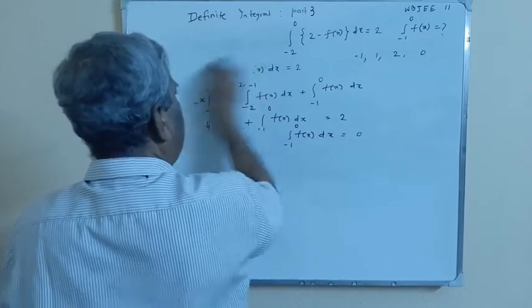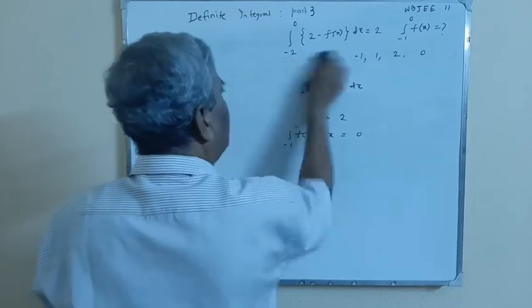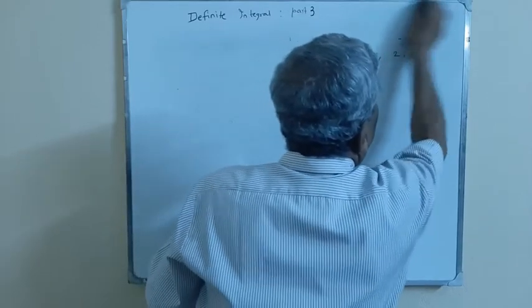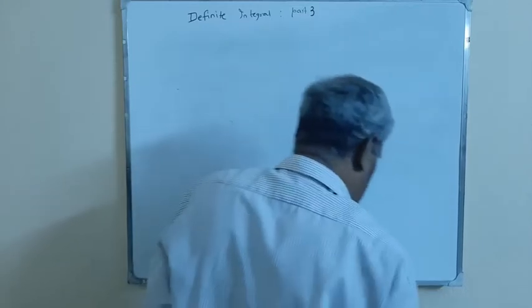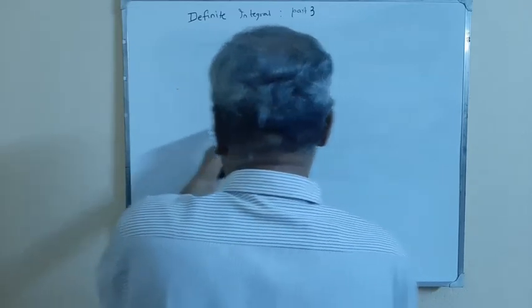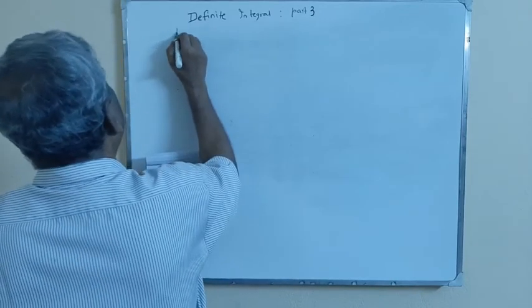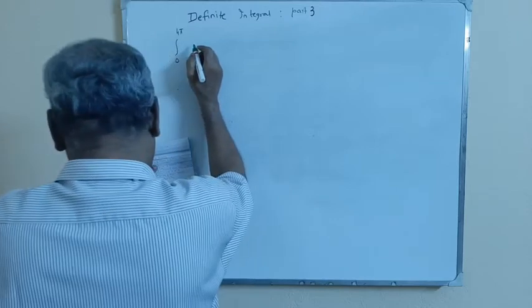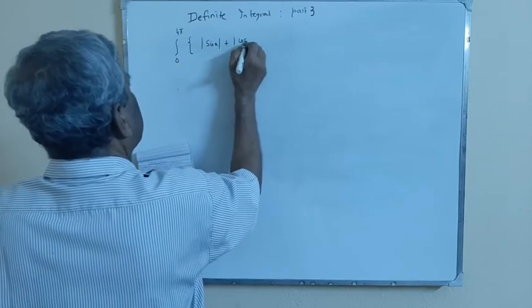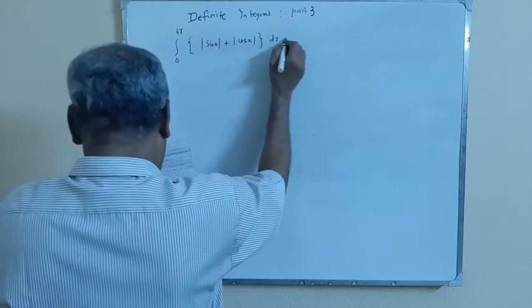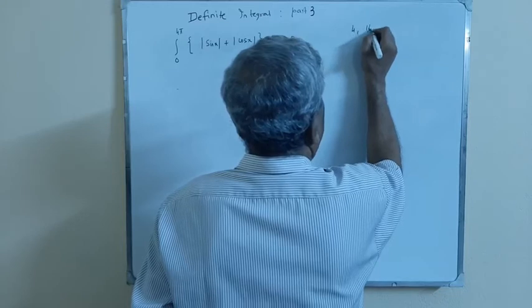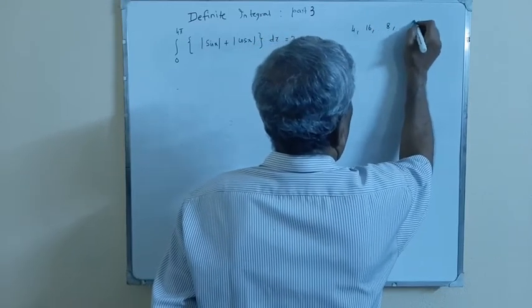Next. The integral from 0 to 4 pi of mod of sin x plus mod of cos x dx, how much? Options are 4, 16, 8, and 2.